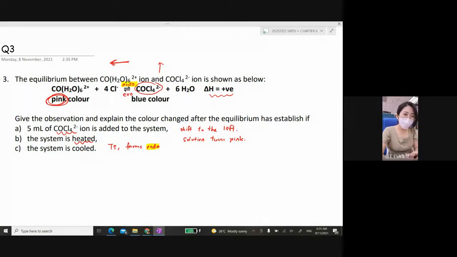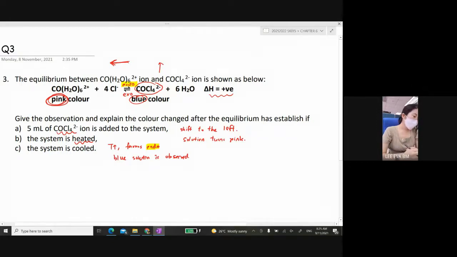So color apa yang akan observe? Blue or pink or purple? Blue lah. About there to the right hand side, right? So you're going to see this blue color. So blue solution is observed. Nanti Madam bagi ayat penuh, awak catat sikit dulu. Pastikan awak faham dulu lah ya.